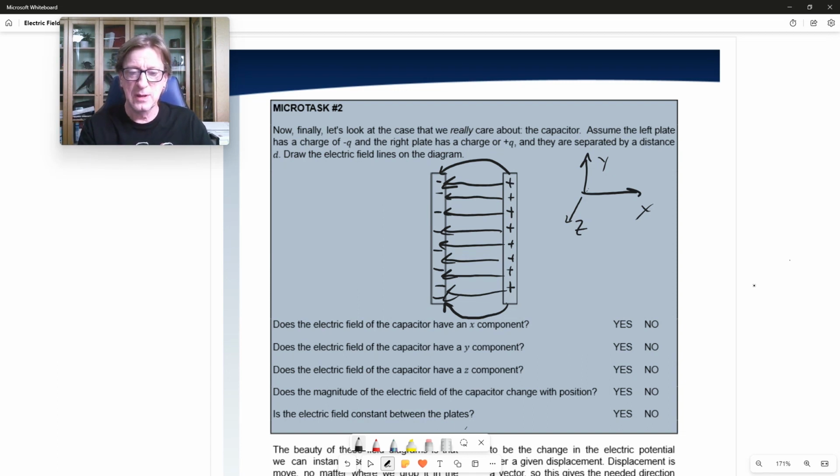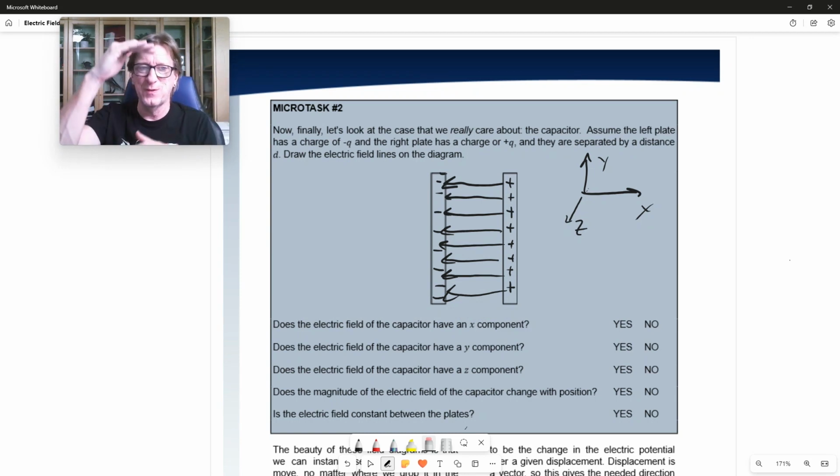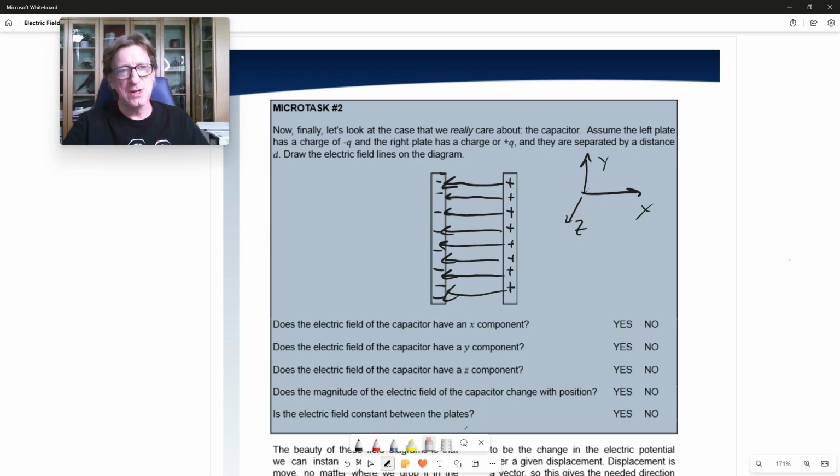And so in the end, we're not going to have to worry about this unless it's a picture like what we have here, where they're very far apart and they're very short plates. So try to visualize that as being infinite. So does the electric field of the capacitor have an X component? Well, yes, it does. Does it have a Y component? Not if they're infinite. So even if I'm looking at things going out here, they're just going to go straight out. Does it have a Z component? Well, no, for the same reason.